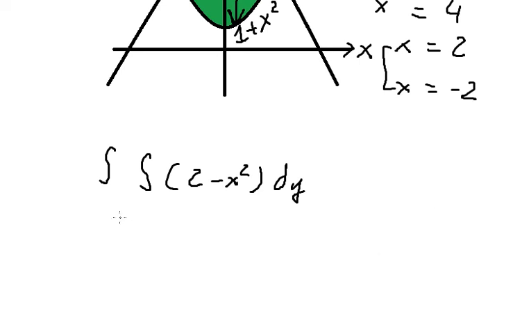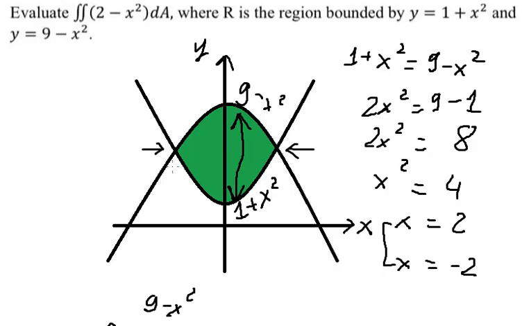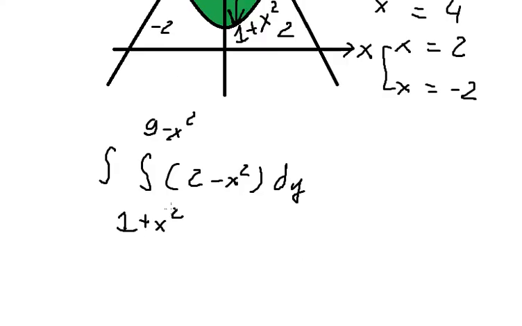So we put 1 plus x squared in here, and 9 minus x squared. Next, this one is negative 2. This is 2 in here. So this is for x. So the bounds for dx in here are from negative 2 to positive 2.